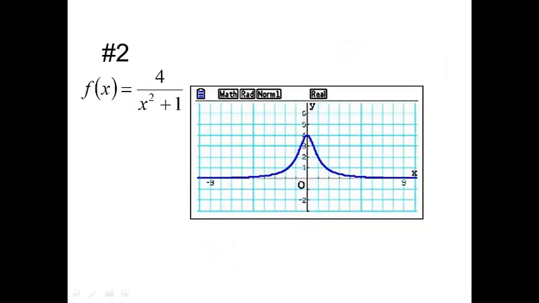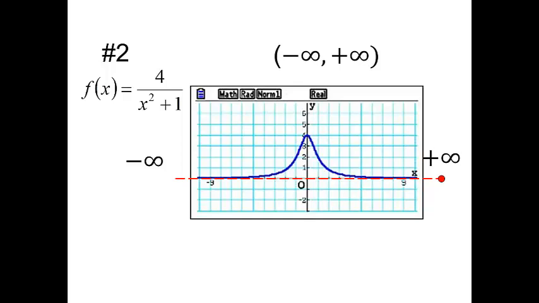Let's do another one. Number 2, what is the domain? The domain is from negative infinity all the way to positive infinity because it's continuous on both sides. If you put the blue line onto the x-axis, you will see that it goes from negative infinity to positive infinity.